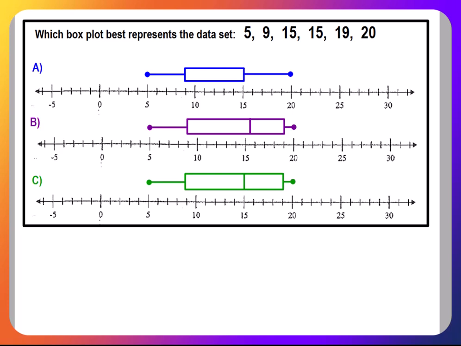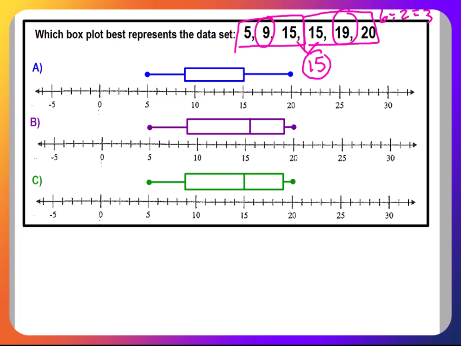Okay, one more. We want to know which box plot best represents this data set. So pause the video, put your numbers in order from least to greatest, do what you need to do, and see if you can figure out which box plot best represents the data set. Once you've got an answer, come back and check. Okay, did you notice that the data was already in order from least to greatest? That doesn't always happen, so make sure you double check.